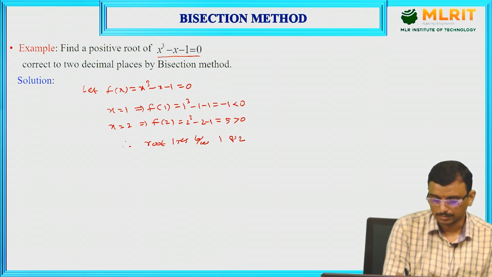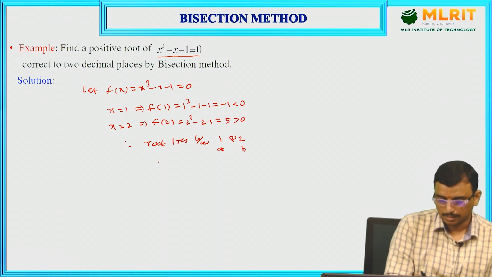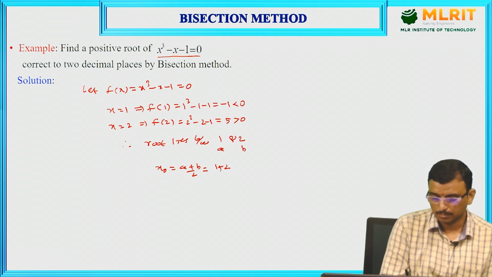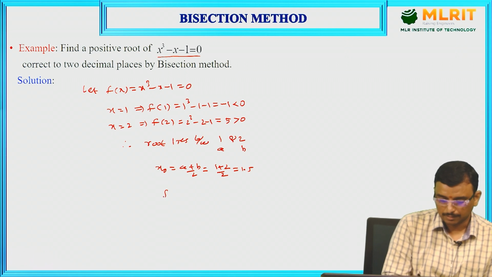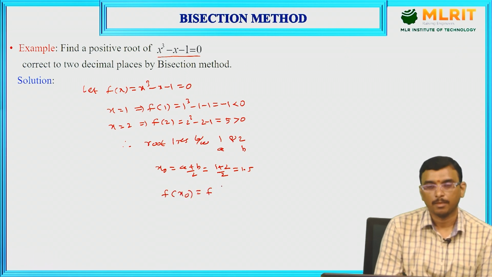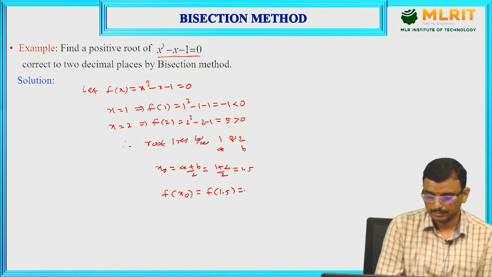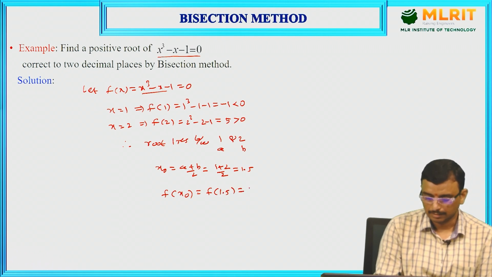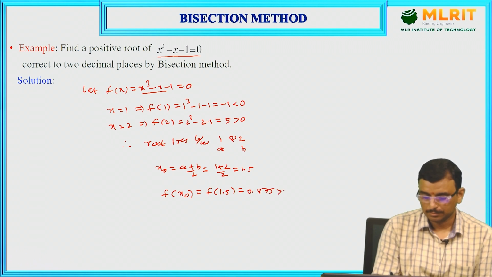So, I am taking these as a and b. The next approximate root is x₀ = (a + b)/2. So this is (1 + 2)/2 = 3/2 = 1.5. Now we have to find the functional value of this, f(x₀) = f(1.5). Substituting 1.5 in the given equation, we get 0.875, which is a positive value.